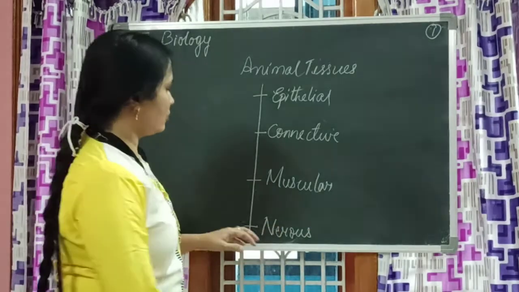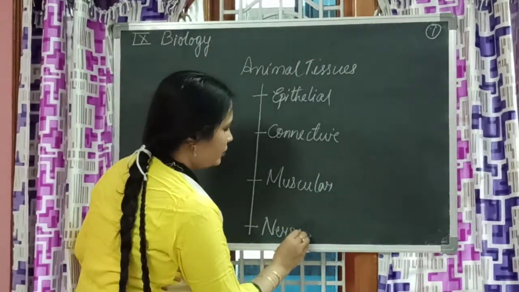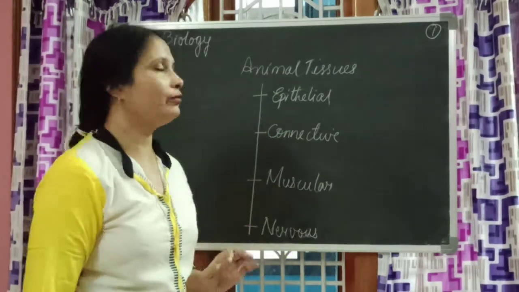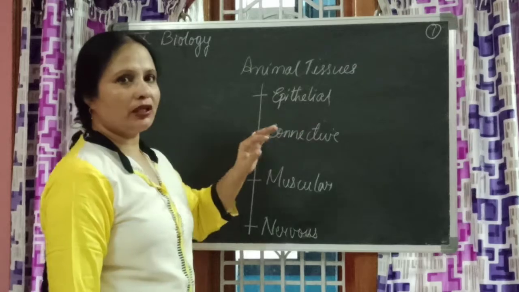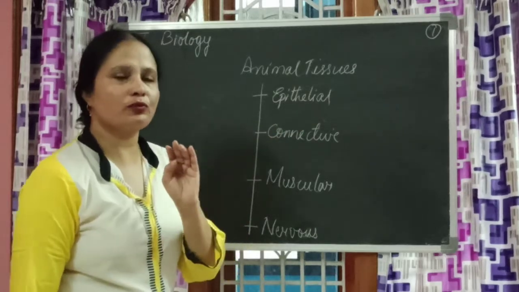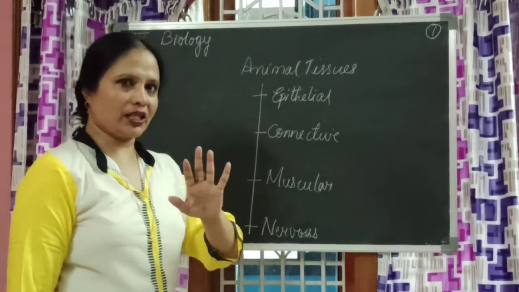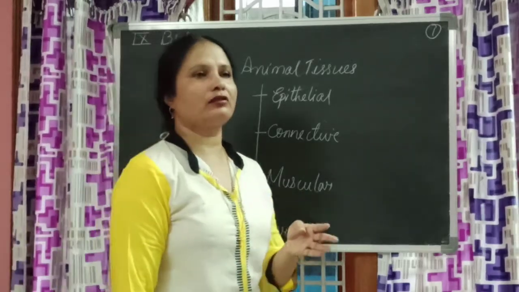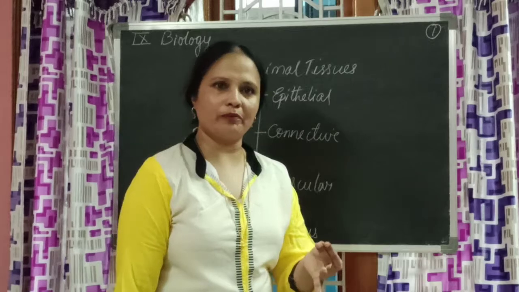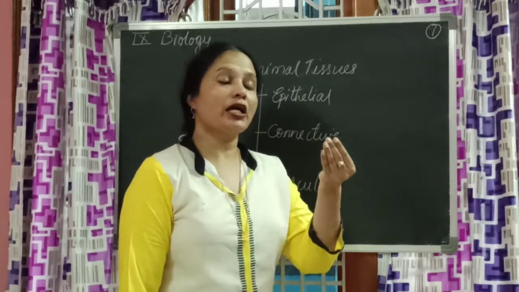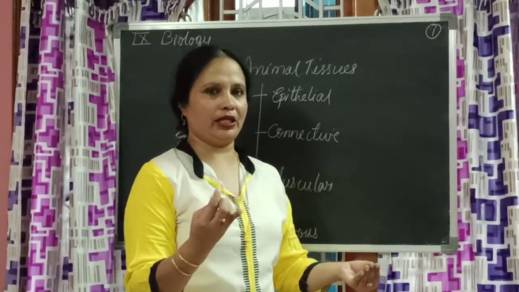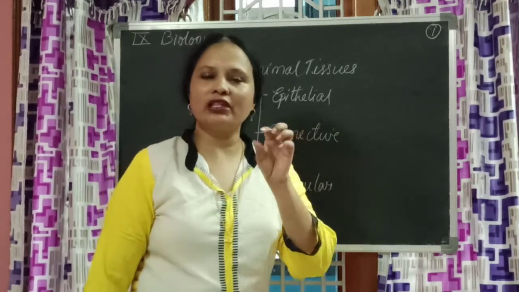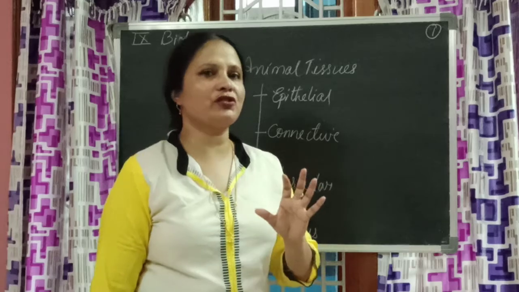We learned, nervous. Now, these are the four tissues present in animal tissues. In epithelial tissues, we learned that there are six types. What are they? Squamous epithelium, stratified columnar epithelium, columnar epithelium, cuboidal epithelium, glandular epithelium, ciliary epithelium. Six. Based on the name itself, we understand the shape and structure of it.